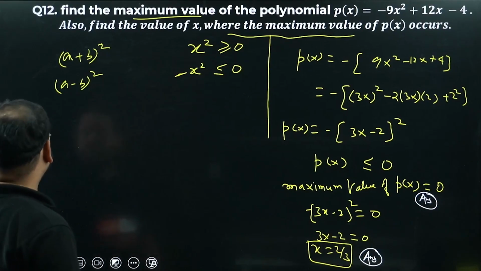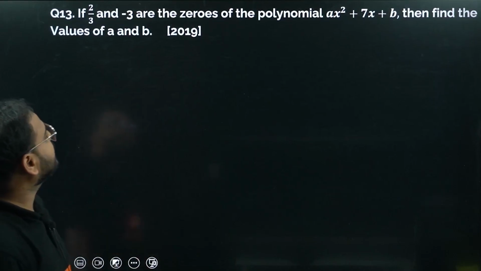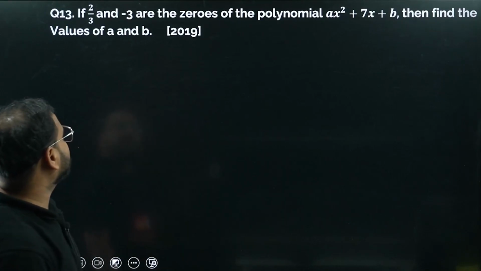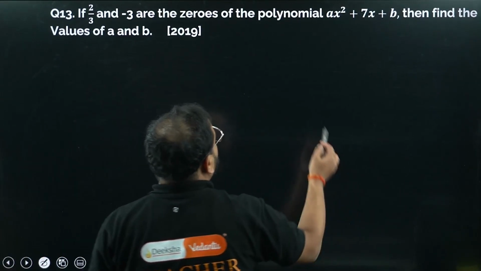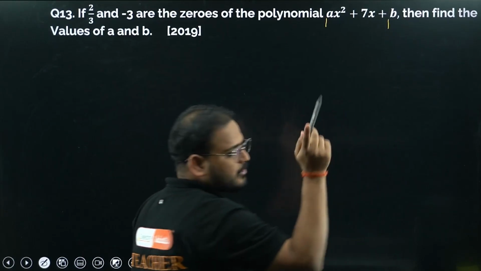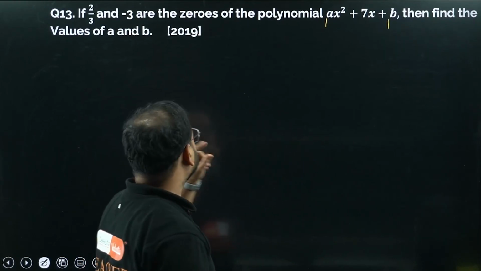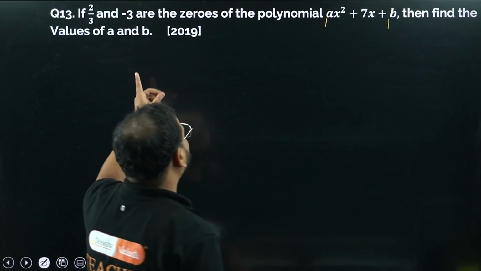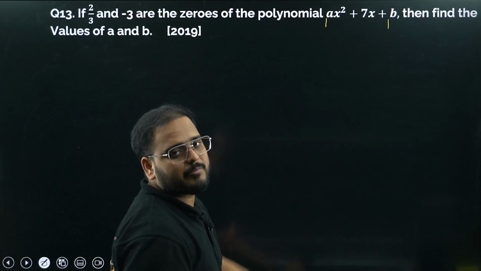Moving on to question number 13. If 2 by 3 and minus 3 are the zeros of the polynomial ax square plus 7x plus b, then find the values of a and b. Asked in 2019, again a PYQ. One way to do the question is to put x as 2 by 3 and find a relation in a and b. Second, put x as minus 3 and find another equation in a and b, then solve them to get the values of a and b.